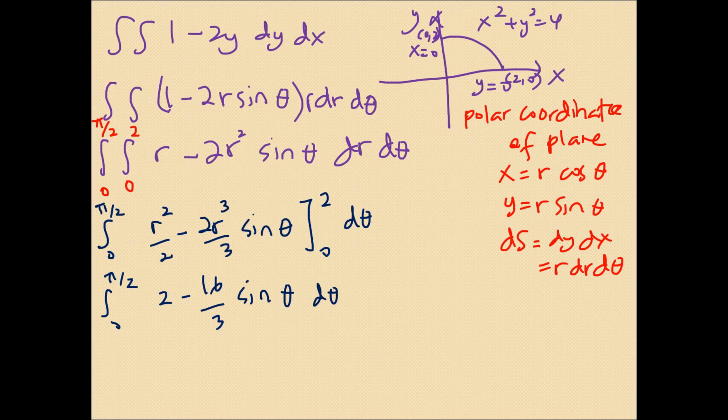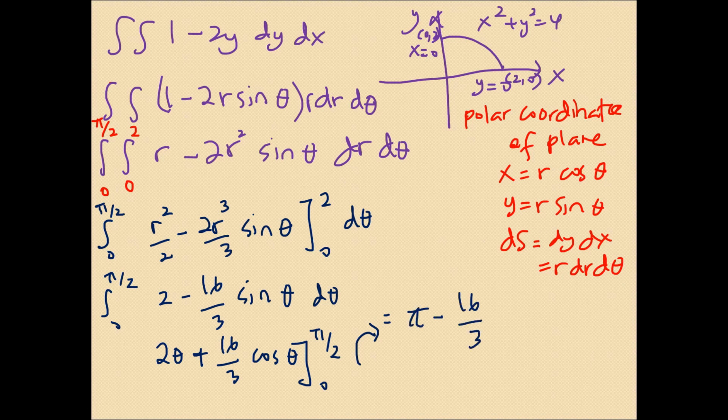Now integrate with respect to theta. You will get 2 theta minus, integrating sine gives negative cos, so it is plus 16 over 3 cos theta, from 0 to pi over 2. Then you substitute the limit, and the final answer is pi minus 16 over 3. So this is the final answer. You don't have to do the other side because the question tells you to use Green's theorem to solve P dx plus Q dy, so you have to do the double integral.